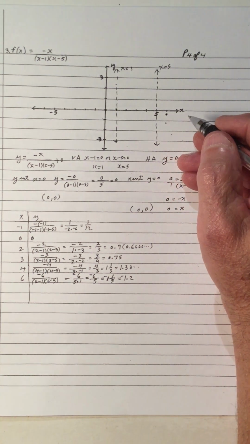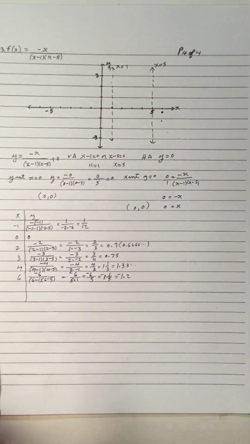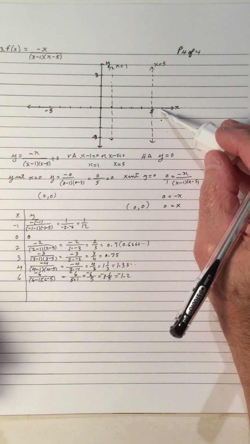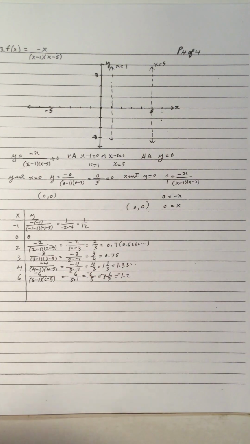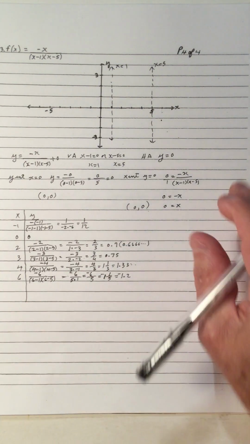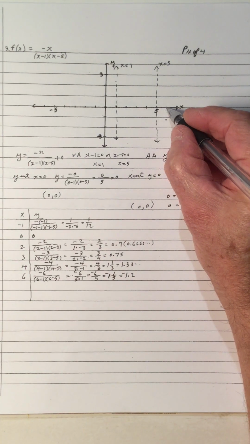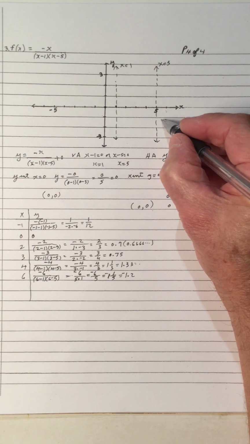I'm going to take a little whitener now just to take that away, because if I don't, it's going to confuse. It's so easy to make a mistake. Just got to be careful. So there it is there. 6 is negative 1.2. There's 1 there.